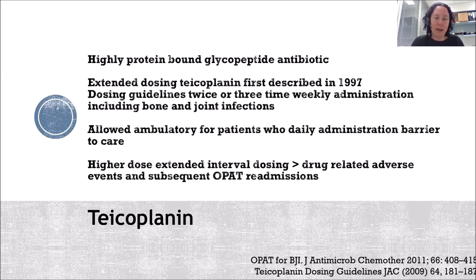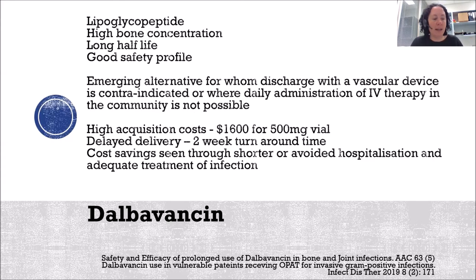The other drug, which I guess fits into that longer acting category, is dalbavancin. And this is again a relative of teicoplanin. It has a high bone concentration, a good safety profile, and a long half-life. And there's emerging data on it, not much data to be honest, but emerging data on it being used in bone and joint infections. It's infused over 30 minutes and is given weekly, though there certainly was a paper about administering it fortnightly.